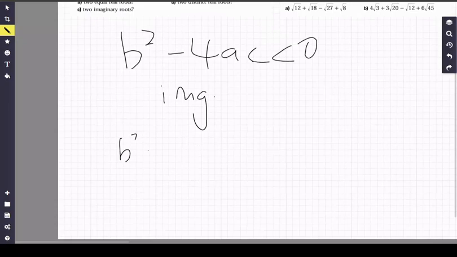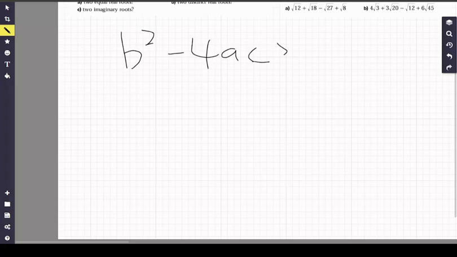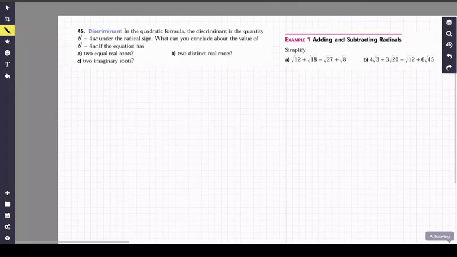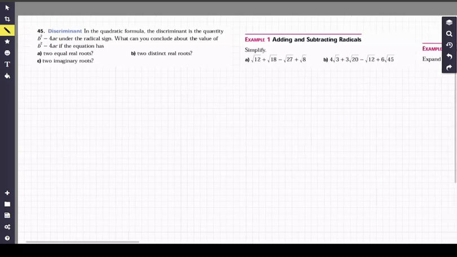And then obviously when you have b squared minus 4ac bigger than 0, that's the most common case, you're going to have two real roots. So whenever your teacher asks you to use the discriminant to see how many roots we have, you either write two imaginary roots, two equal real roots, or one real root, or you'll write two distinct real roots. And that is basically how you get to that.